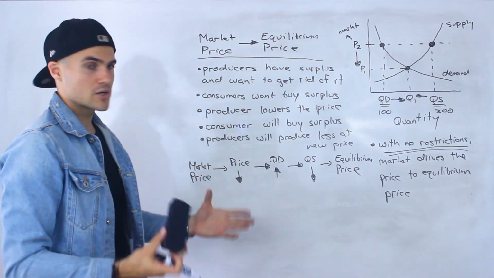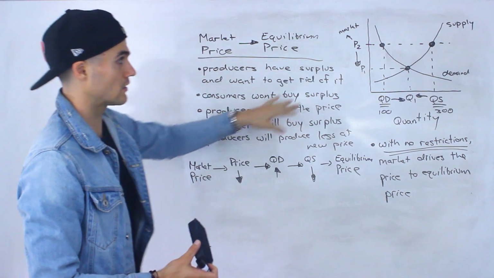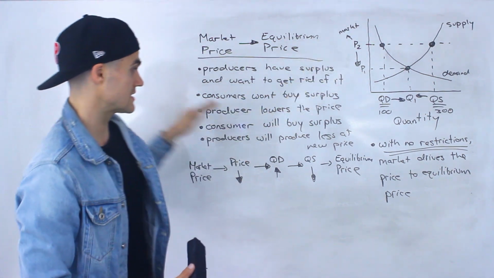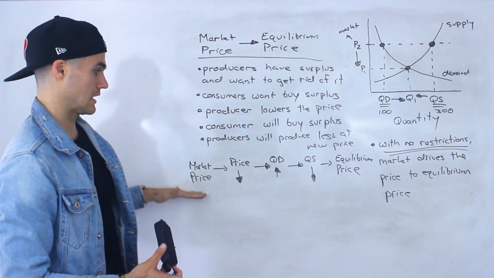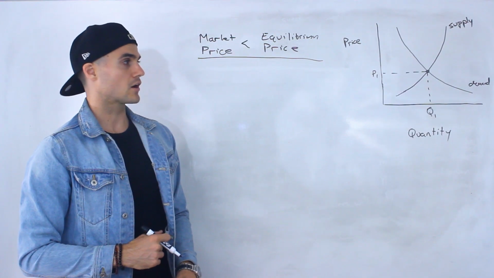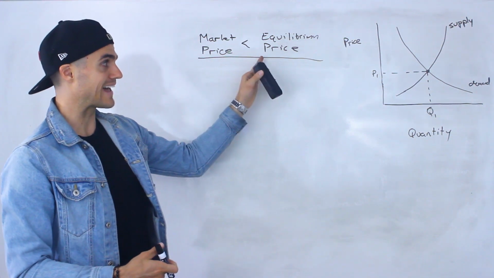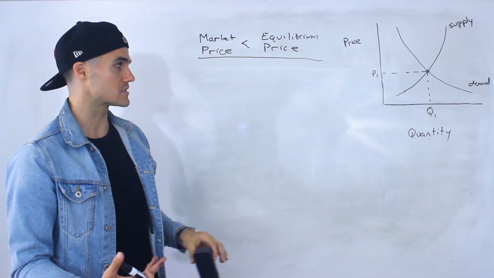Okay, so if you ever get a question on the test asking, describe what happens when the market price is greater than the equilibrium price, this is exactly what happens. And this is kind of like a little flow diagram to show the process. So now let's talk about what happens in the other case. What happens when the market price is going to be less than the equilibrium price?